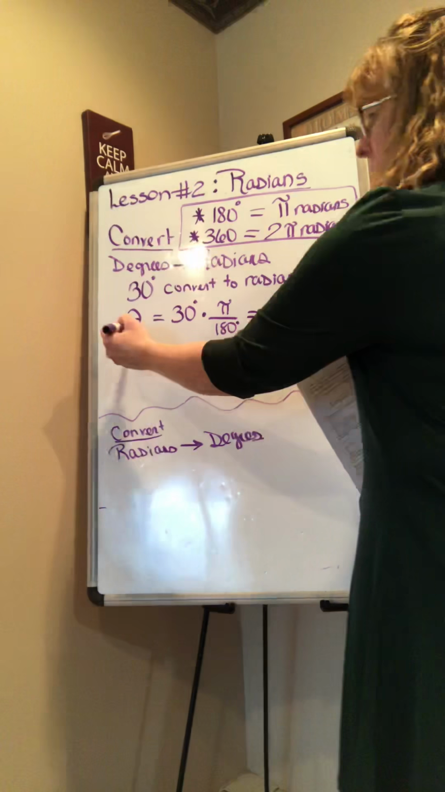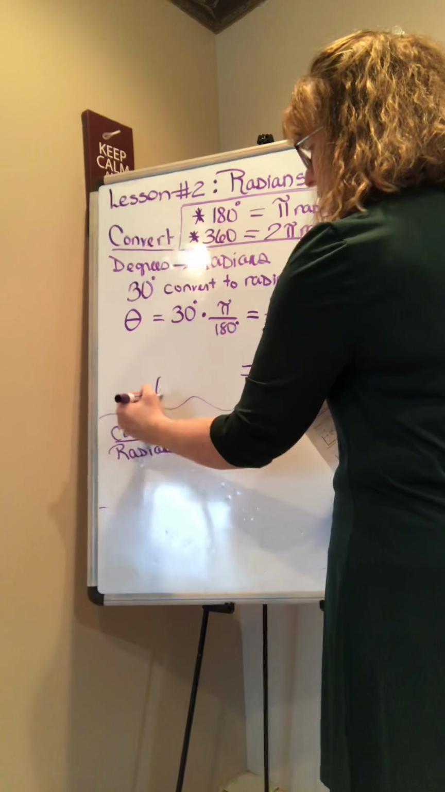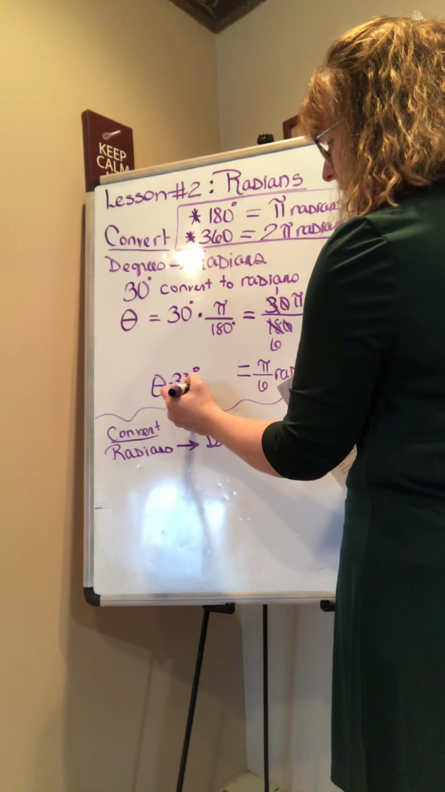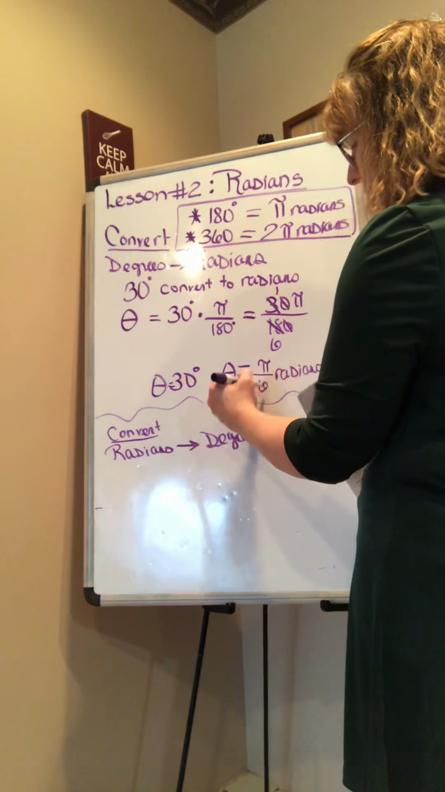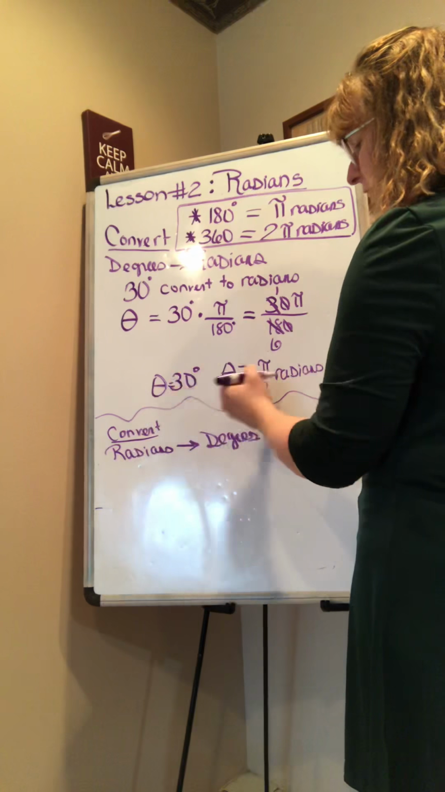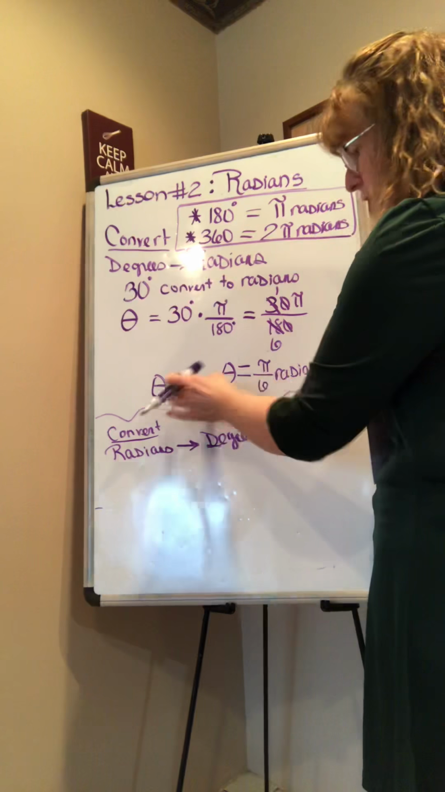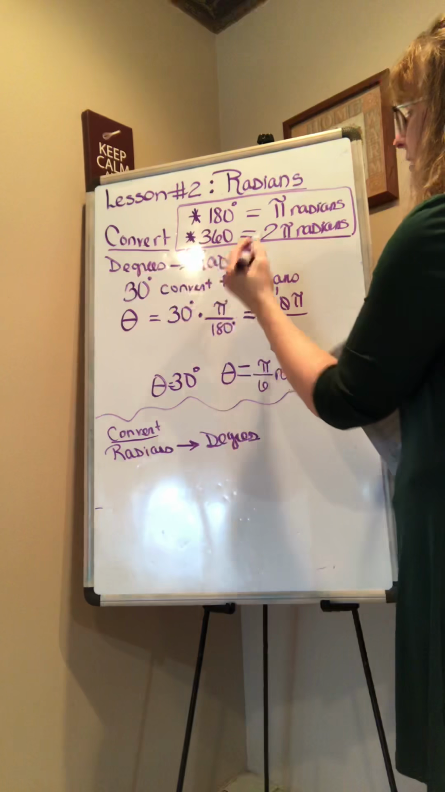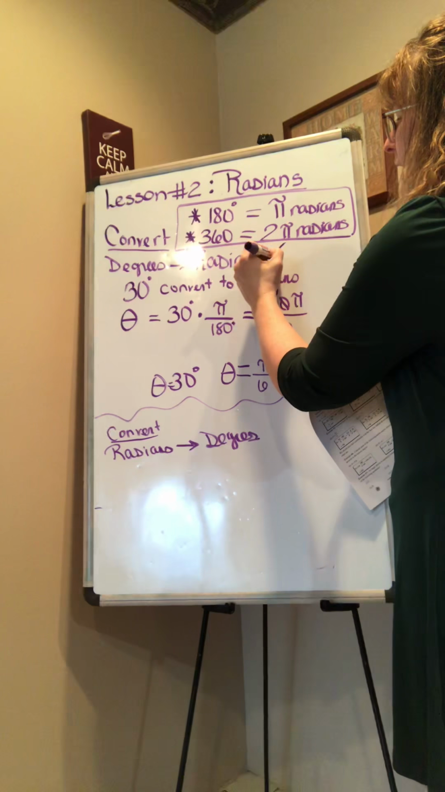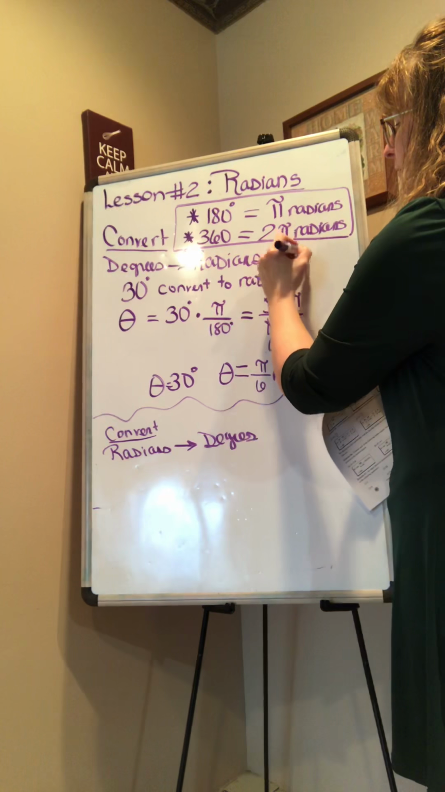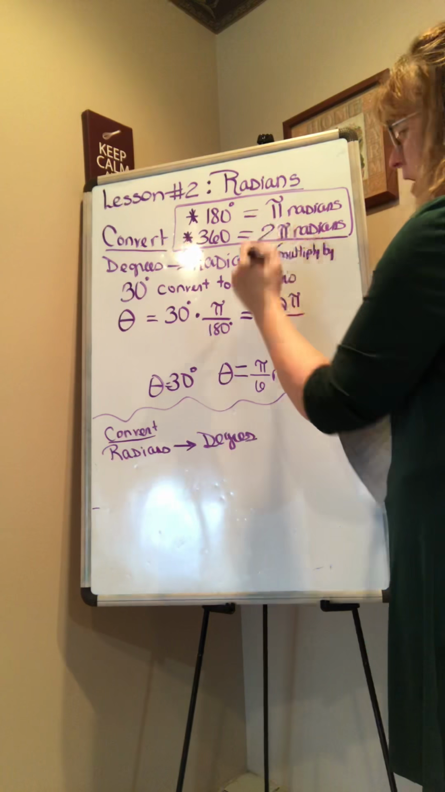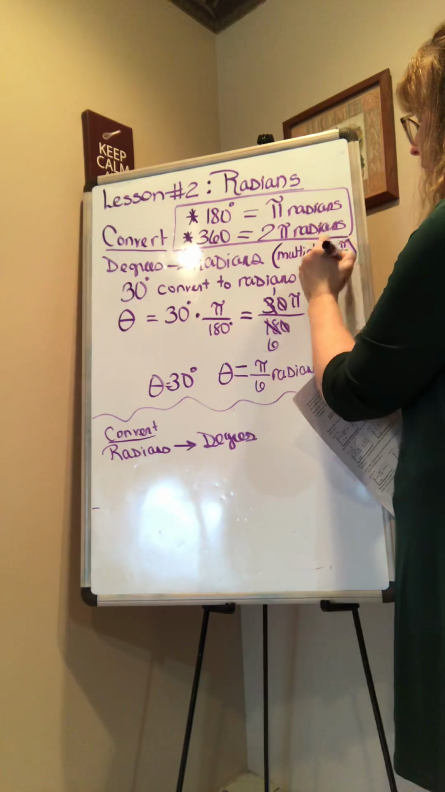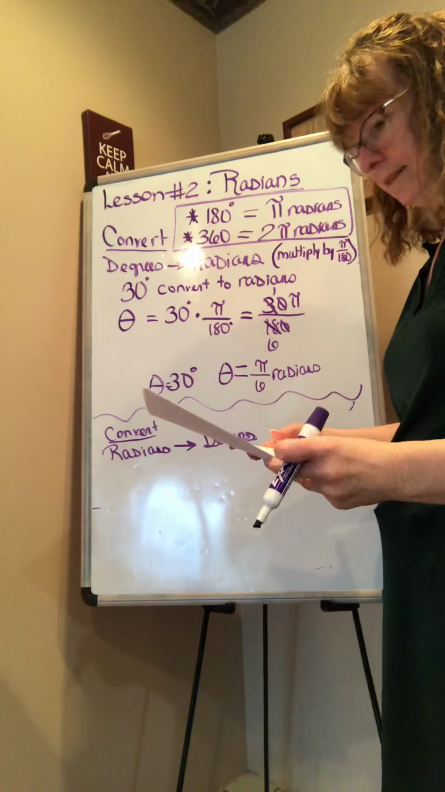So my angle theta, which was 30 degrees, is now the same as pi over 6 radians. These two are now the same. One is in degree measure, one is in radian measure. So when I convert from degrees to radians, I am going to multiply by pi over 180. And then you're going to do a whole bunch of these for practice.